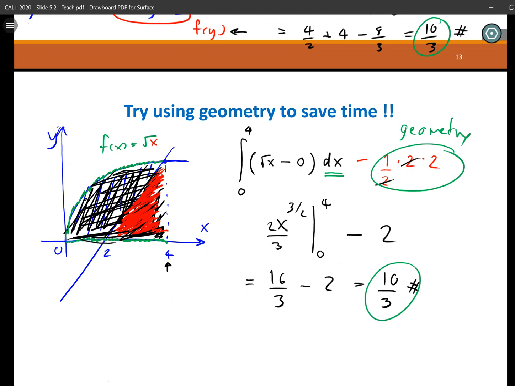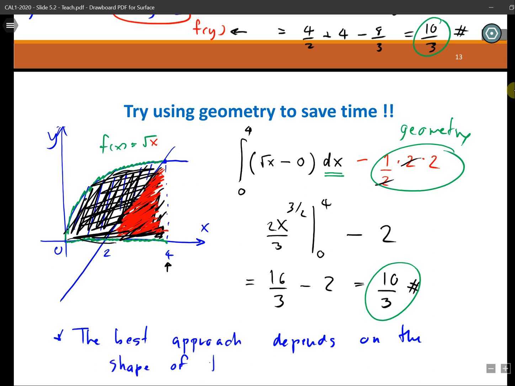So you can see that all these approaches work, but some of them are more convenient than the other. But it doesn't mean that a certain approach is better than the other. It depends on the shape of the region you are working on. All right, so keep in mind that the best approach depends on the shape of the region.